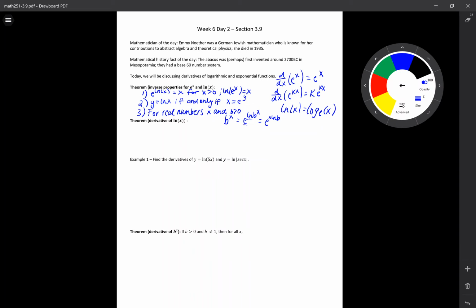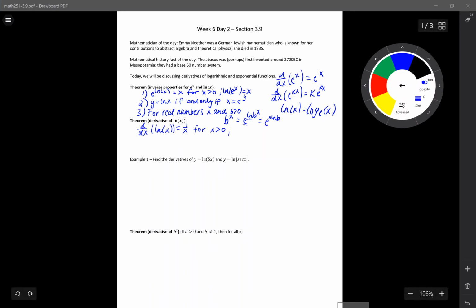All right, next let's go over the derivative of natural log of x. This one is pretty straightforward. So the derivative of the natural log of x is equal to 1 over x for x greater than 0. We can't take the natural log of a negative number or 0. So x has to be greater than 0.